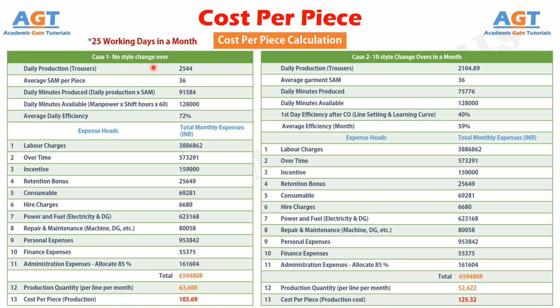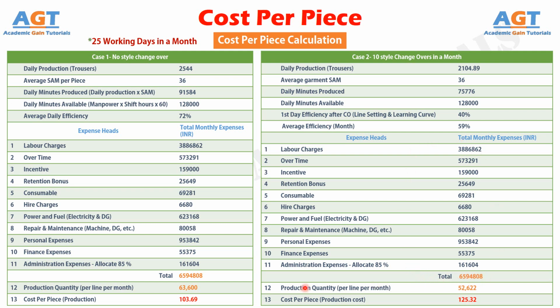Like the first scenario, we have all the data given here, but due to changeovers there will be change in efficiency after each changeover. So we have to take into account the efficiency after changeovers, including line setting and learning curve, etc. And instead of daily efficiency, we have monthly efficiency here. Since our expense heads like the labor charges, overtime, incentive, and all these available expense heads didn't change because of changeover, our sum of all monthly costs or expenses remains the same, which is 6,594,808 rupees. If there were some changes, then that would be calculated too.